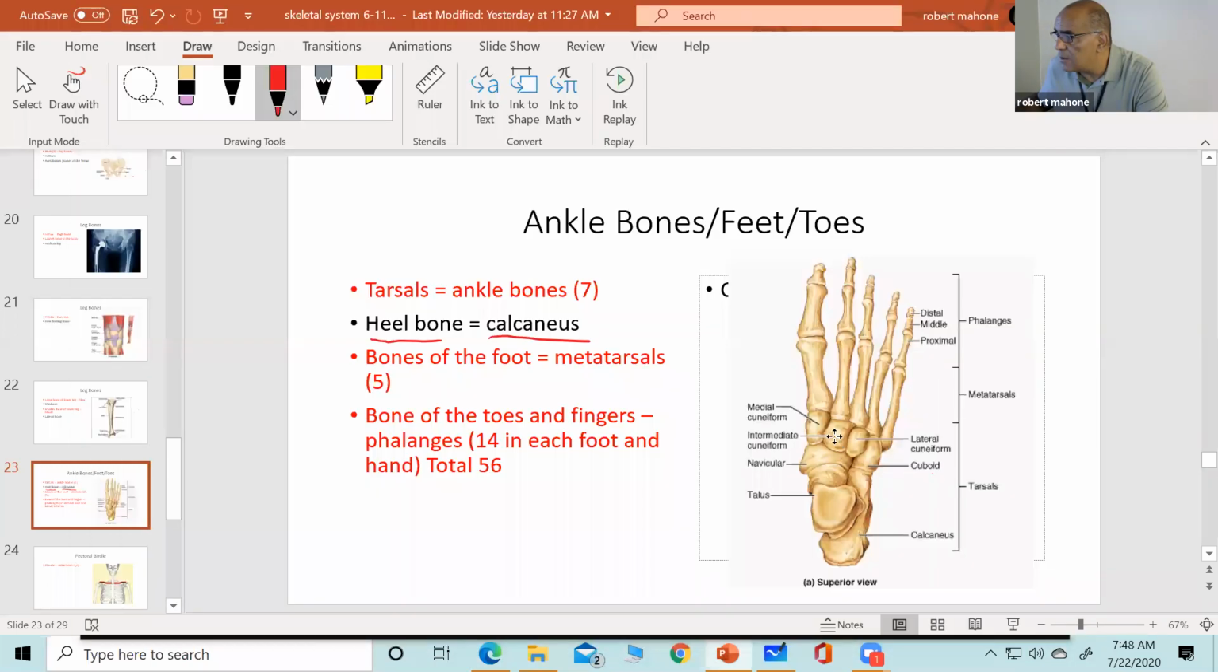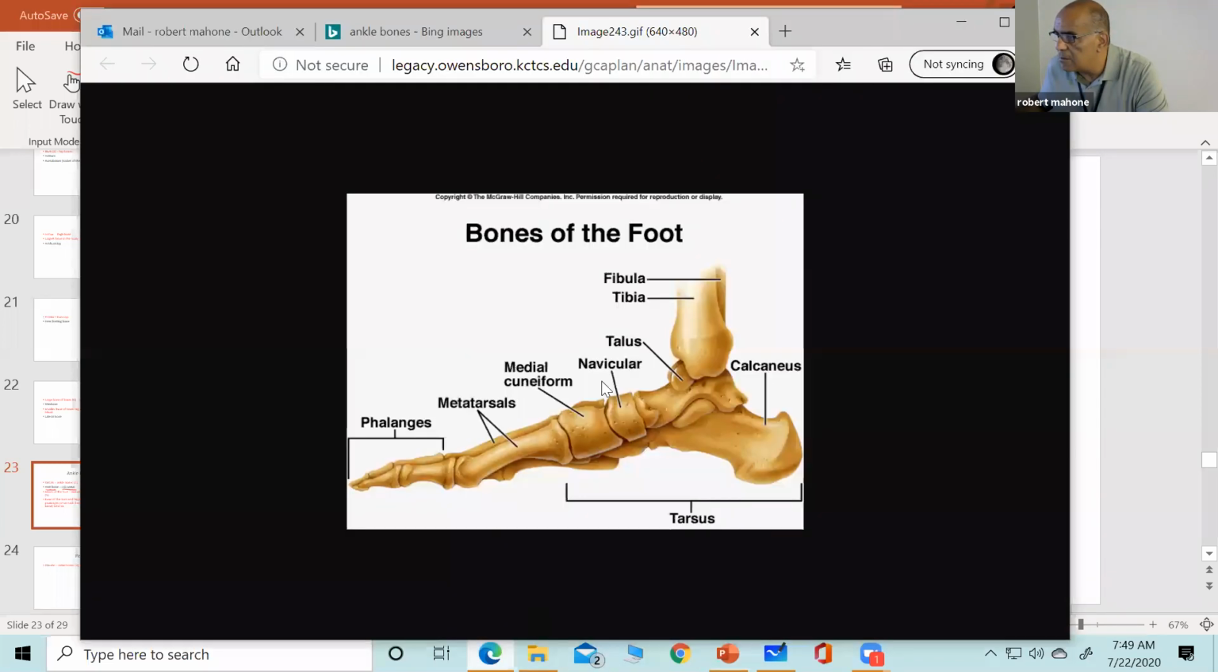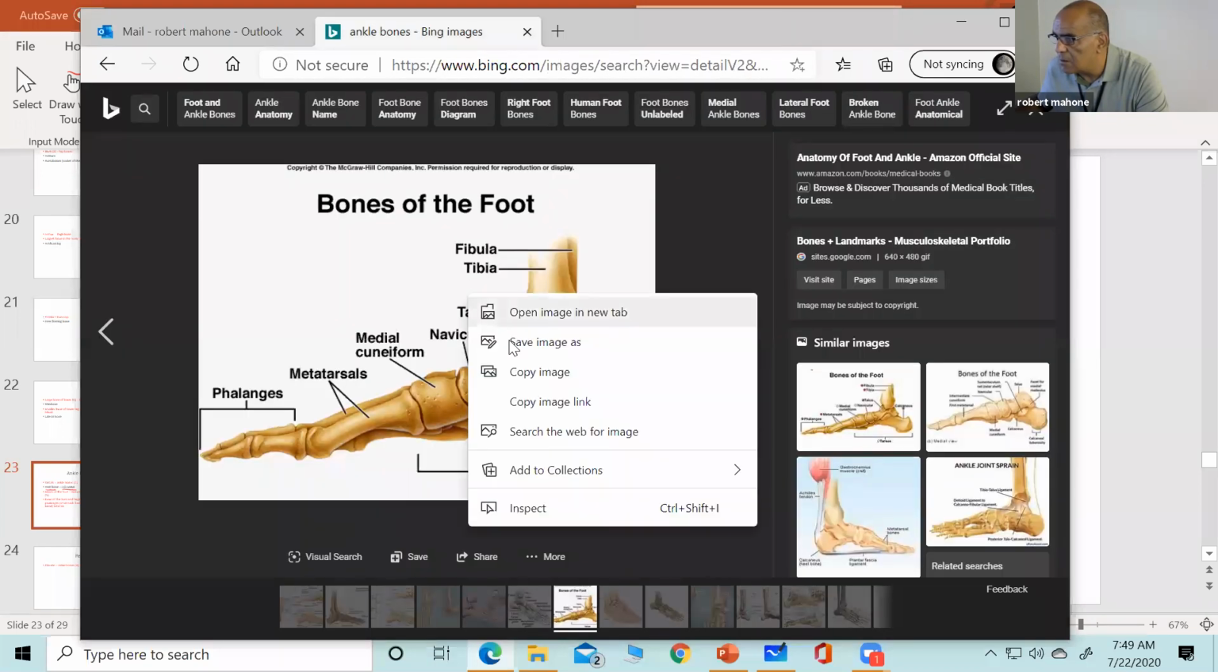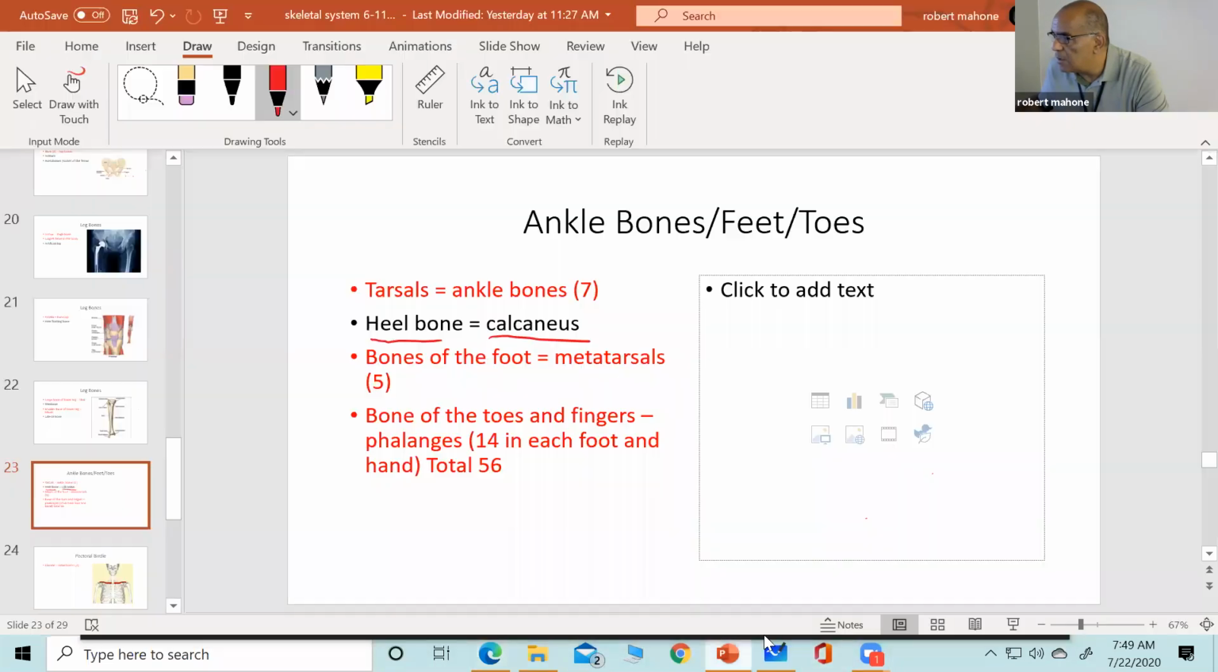I want to go back here. I'm going to take this out of here and replace it with this one. Oh, I thought I would. Maybe not. Oop, didn't mean to do that either.